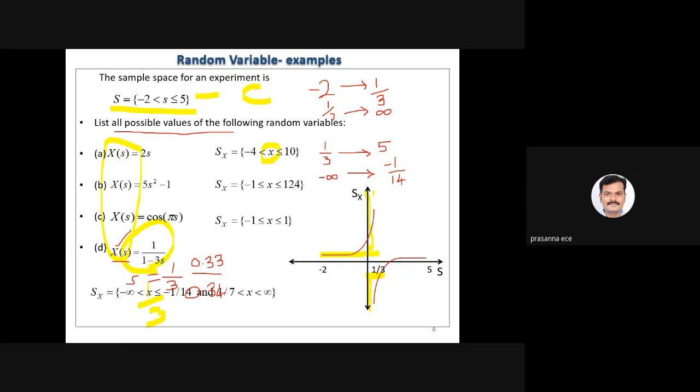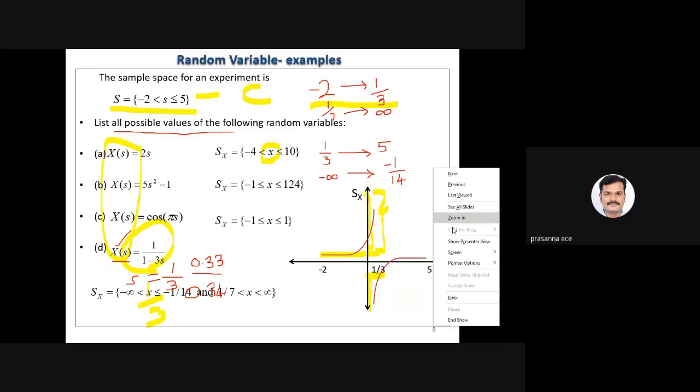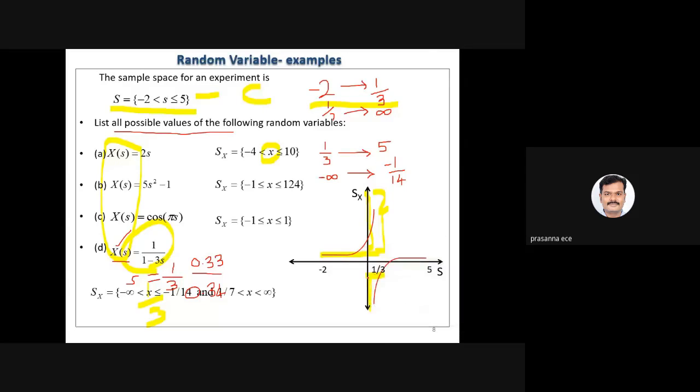Okay, so here we have two different sets of values. So this is one set. So this set corresponds to -2 to 1 by 3. Actually this flat portion should be coming here. So there is a mistake in the graph. So here we have minus 1 by 14, so it should stop with this point. Actually the graph should be like this. It should flatten here, not this. So it is an exponentially flattening graph.